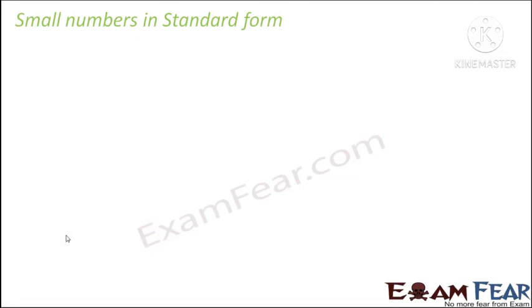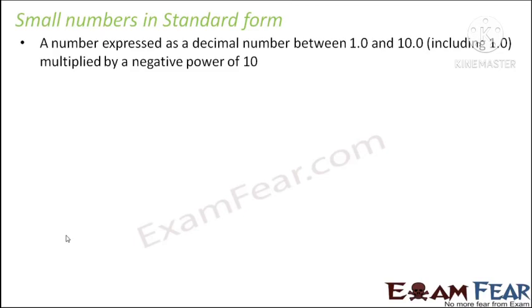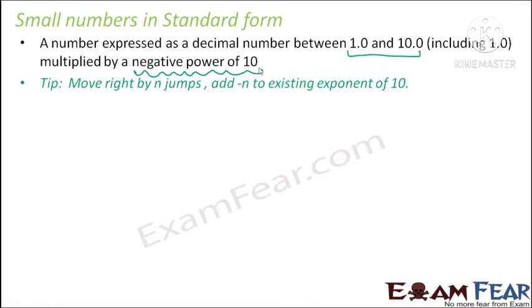In a similar way, when we want to represent small numbers in standard form, the logic remains the same. That is, we still want to represent that number as a decimal number between 1 and 10 and then multiply it by a negative power of 10. That is the only difference, that this time you will have a negative power of 10. Let's take an example and understand.